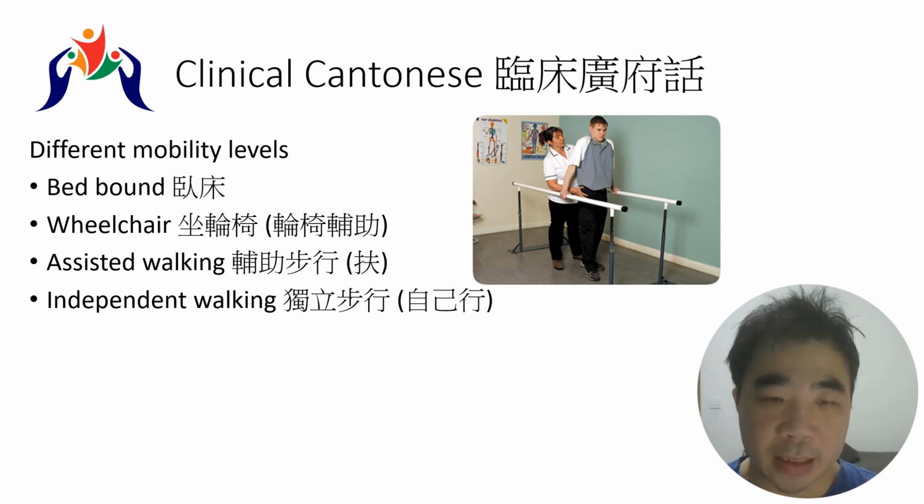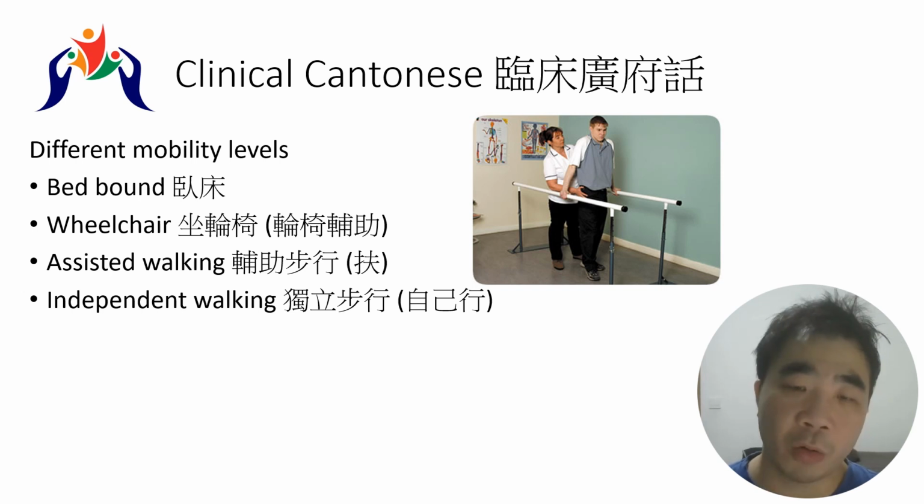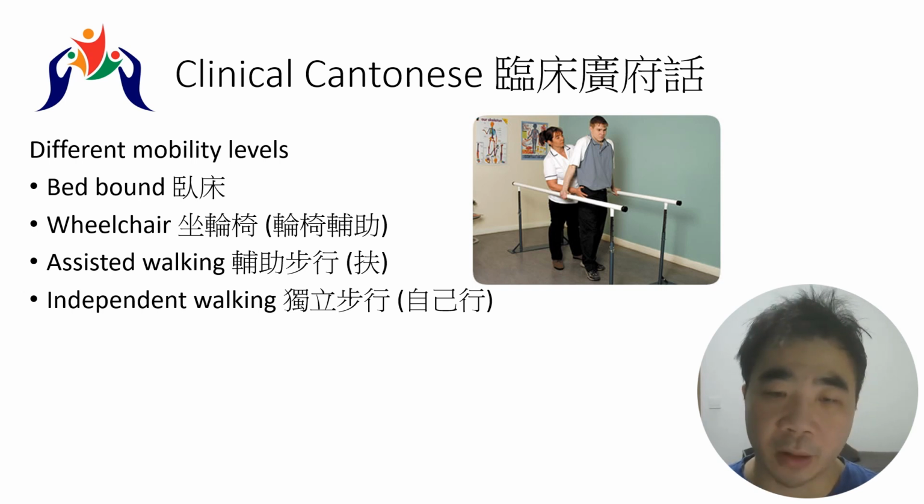And then is one level higher than wheelchair bound. The patient can walk with some assistance. Assisted walking we call it 輔助步行. In layman term, if some people are holding, then we call it in Cantonese 扶. If we say he needs to walk with someone holding, it's called 佢行路要人扶住.